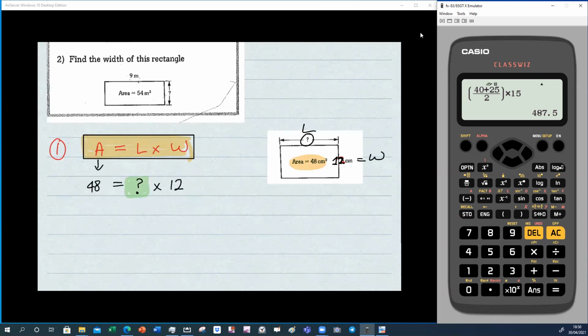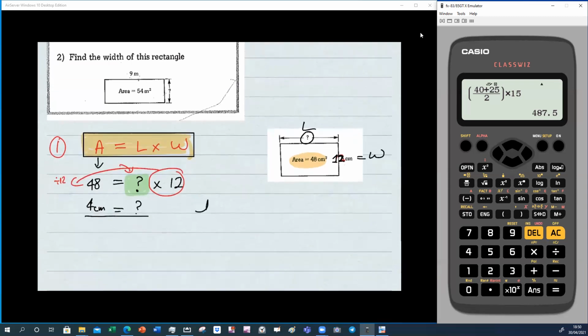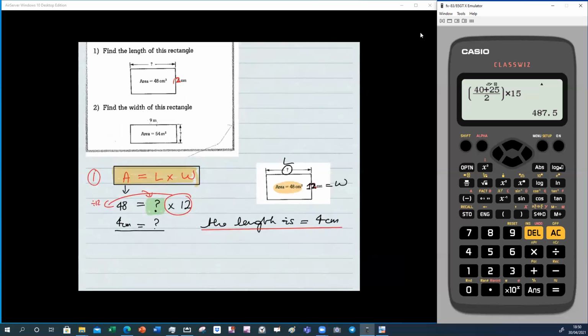So how do we work out the length then? You do 48 divided by 12. So opposite of times by 12 is divided by 12. Fantastic. And what's the answer? What's 48 divided by 12? 4. So we can say now the length is equal to 4 centimeters. So that's our reverse question. I call it a reverse question because they gave you the answer, then you go back and work out the question.